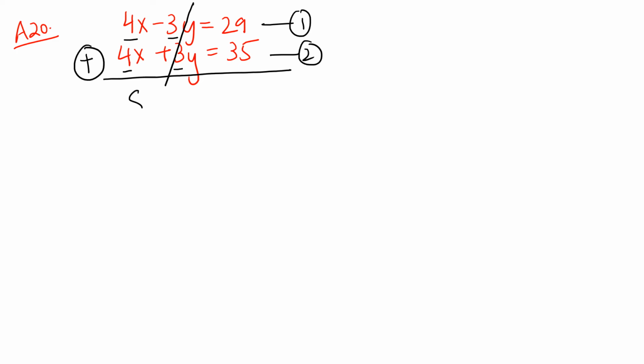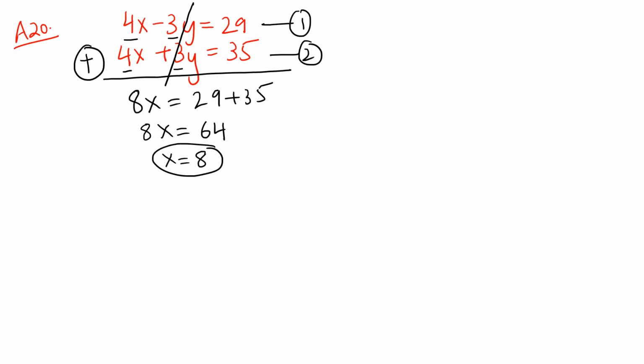So 4 plus 4 is 8, and you just have to add 29 and 35. So this gives you what? Let's simplify. 29 plus 35 is going to give you 64. 8x is 64, so 64 divided by 8 is going to give you 8 itself. So x you have automatically got as 8.